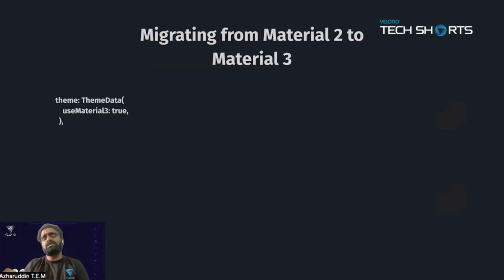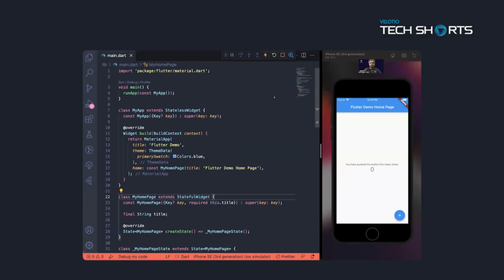Migrating from Material 2 to Material 3. To migrate from Material 2 to Material 3 in your Flutter app, make sure to enable the useMaterial3 property in the ThemeData class by setting it to true. Now let's see how we can use Material 3 in a Flutter app. I'll walk you through an example app that demonstrates the key changes in Material 3 regarding dynamic color, typography, shapes, and elevation. This is a simple counter app, where by default it is Material 2.